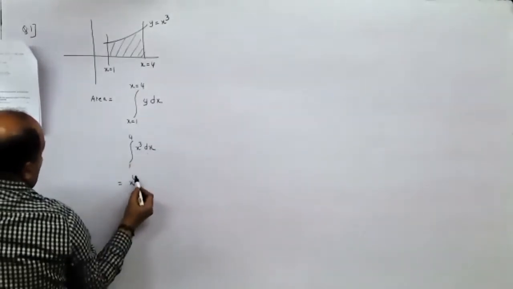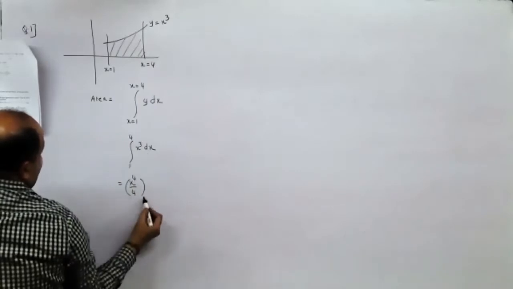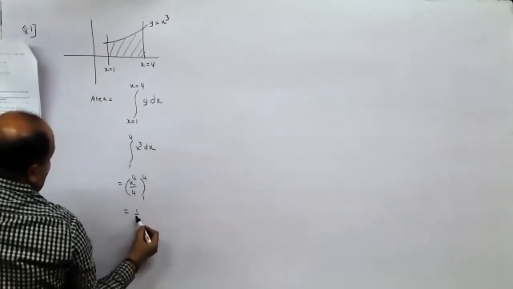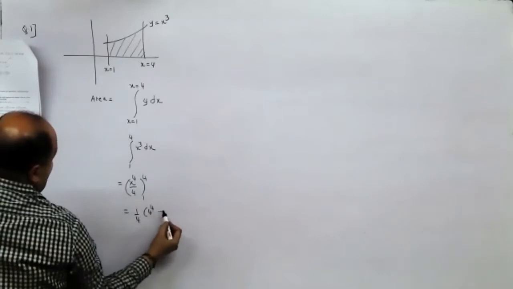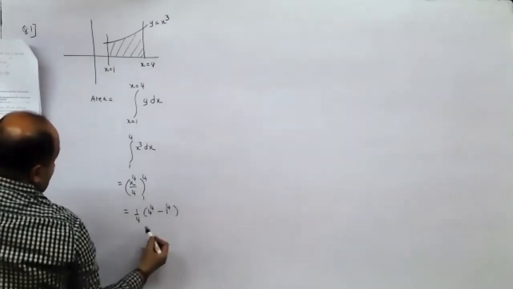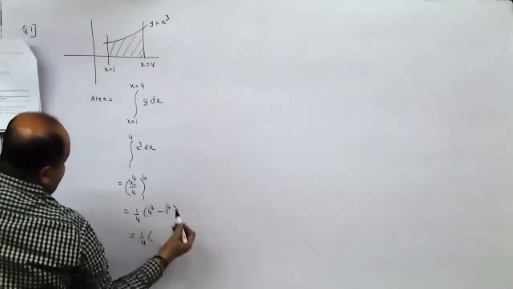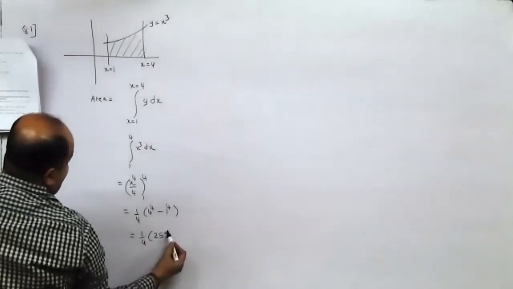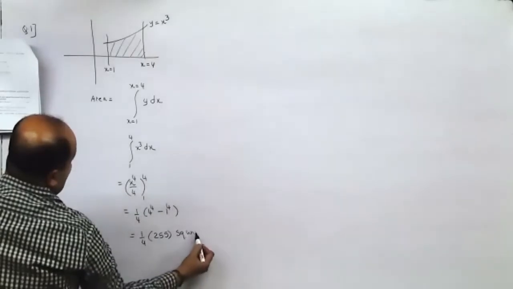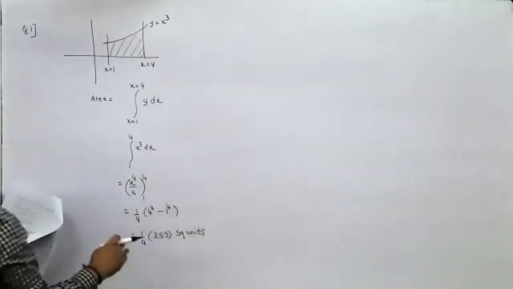It is x raised to 4 upon 4 between 1 and 4. Take 1 upon 4 out. This would be 4 raised to 4 minus 1 raised to 4, upon 4. 4 raised to 4 is 256, so 255 upon 4. Remember, this would always be in square units. I hope you have followed what I have done over here.